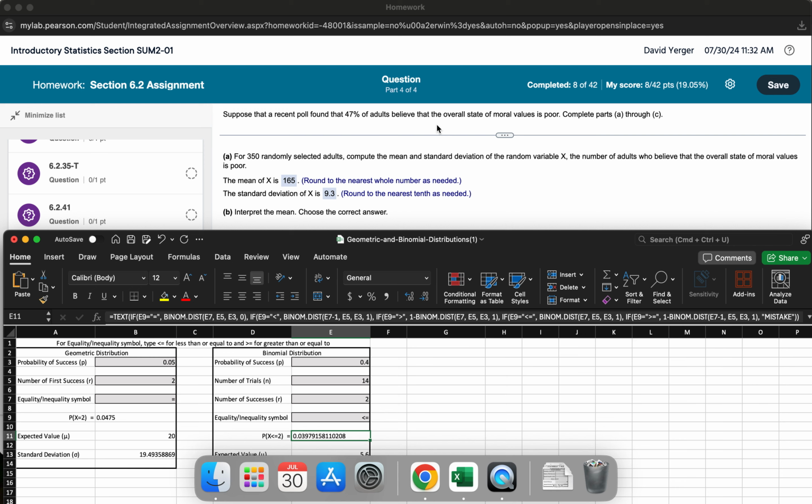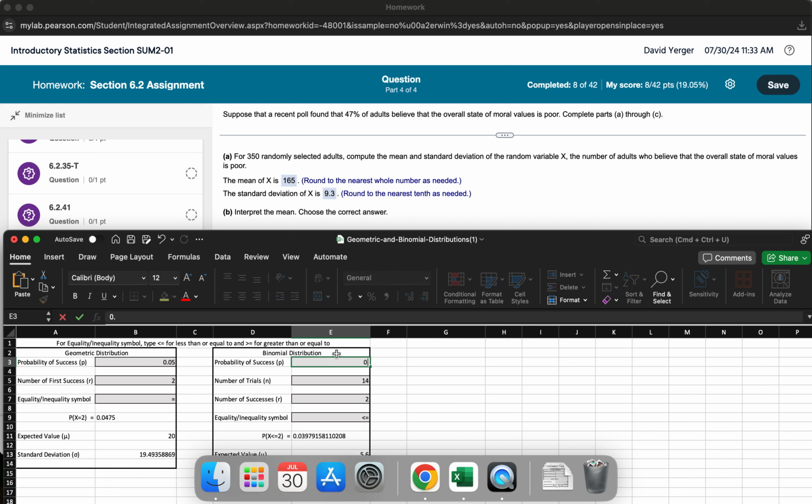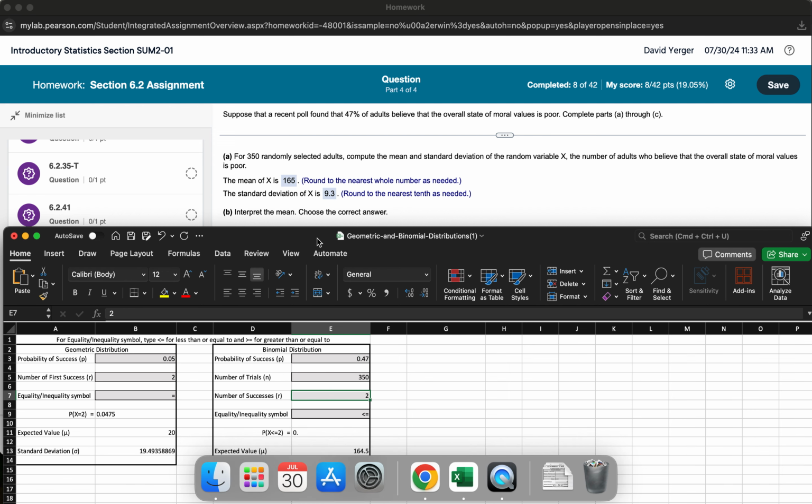So it's saying 47% of adults believe that the overall state of moral values is poor. So that 47%, that's our probability of success in this case, if we're looking at people who believe that statement. So I'll put 0.47 in there. Number of trials is the number of people that were selected, in this case 350. And since we're looking at the mean and the standard deviation, we're not really looking at a specific number of successes, so we could just leave that as it is.